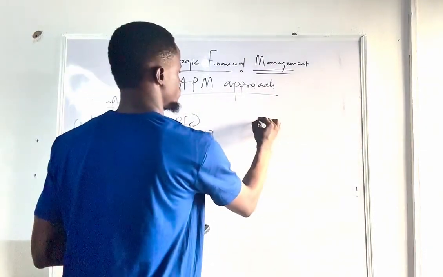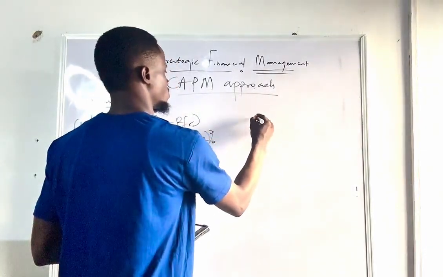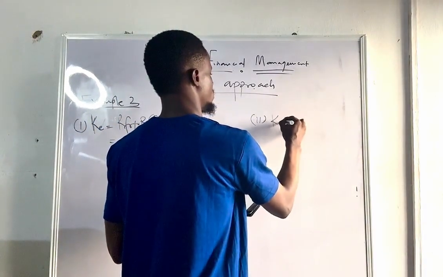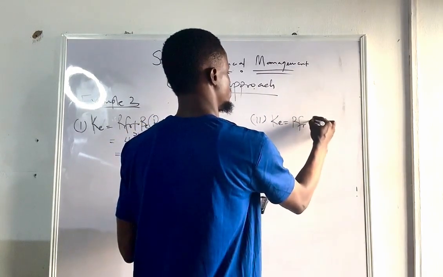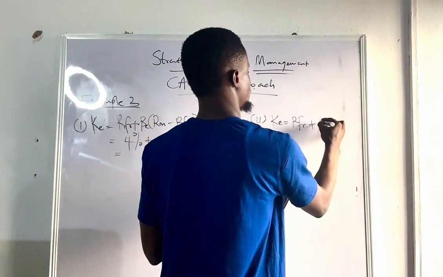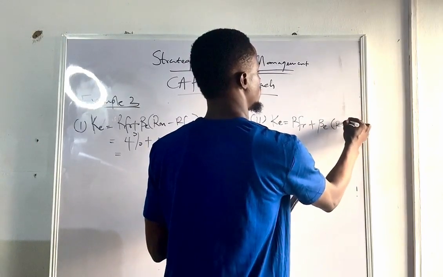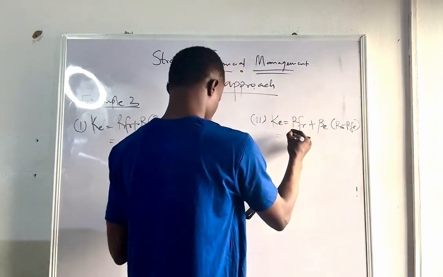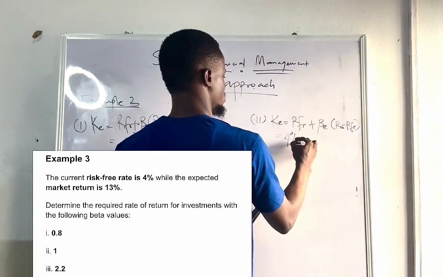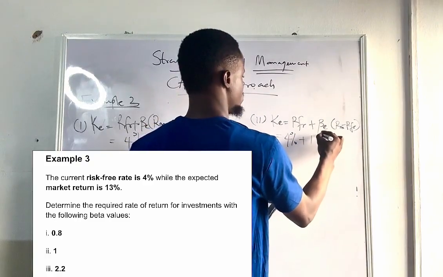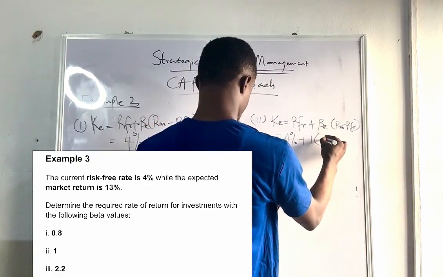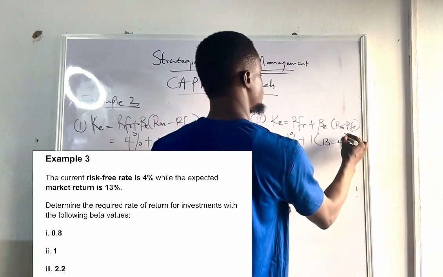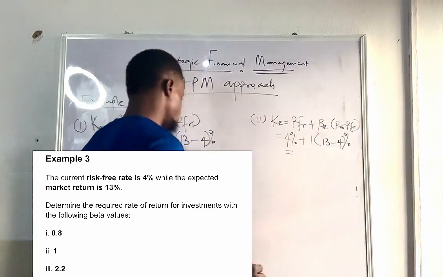The second one will be KE equal to risk-free rate plus beta equity times RM minus risk-free rate. So let's do that again. 4% plus 1, 13 minus 4%. We have an answer for that too.